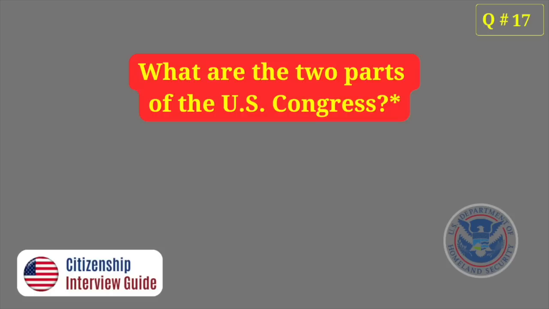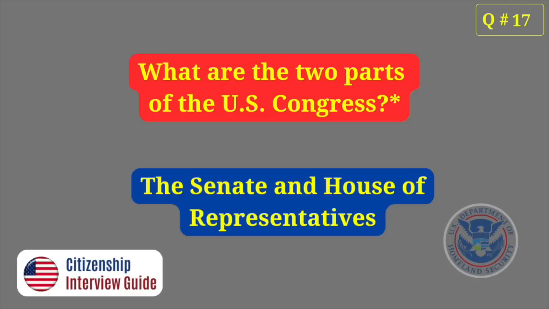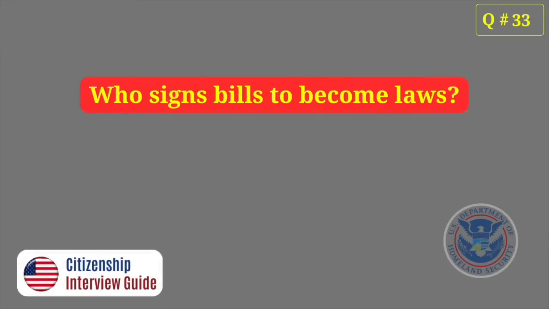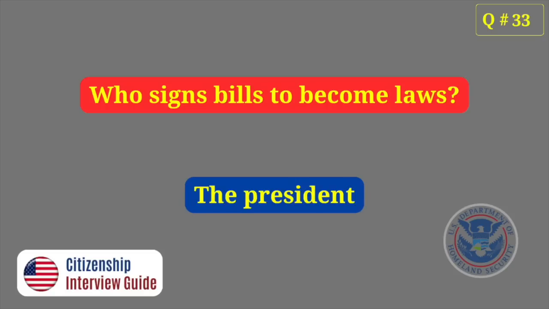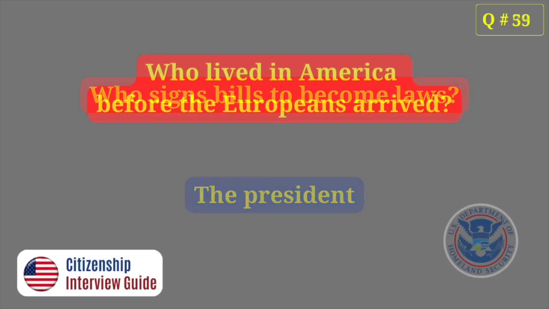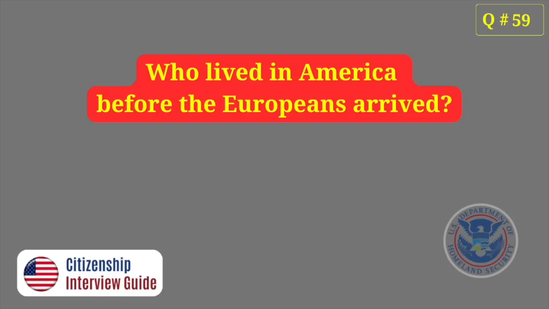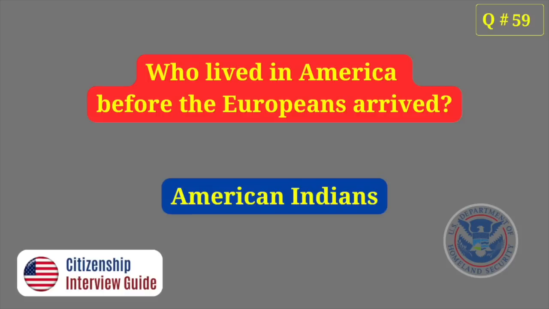What are the two parts of the U.S. Congress? The Senate and House of Representatives. Who signs bills to become laws? The President. Who lived in America before the Europeans arrived? American Indians.